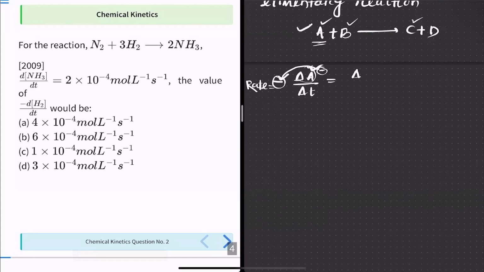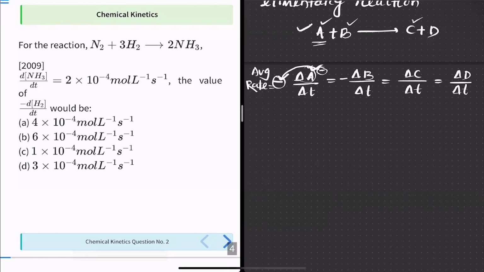For the reactant part, we put an extra negative sign before the del A by del T. Then it would be minus del B by del T. But for product, we don't need to put the negative sign because product is formed. So del C would be a positive value. So del C by del T, del D by del T. Okay, it is the average rate of reaction.